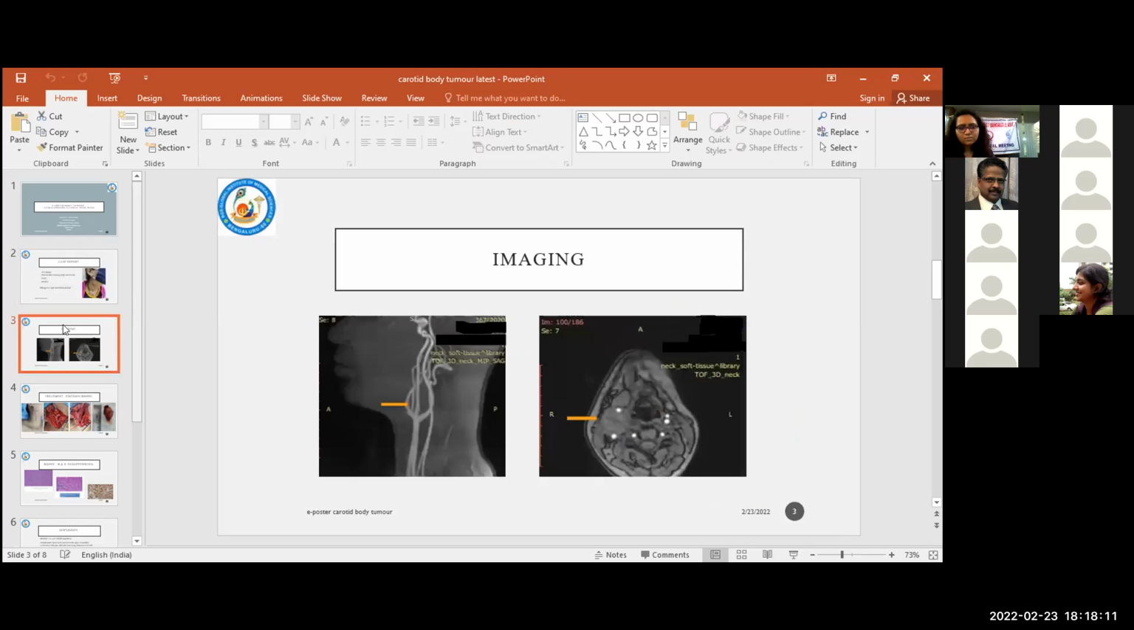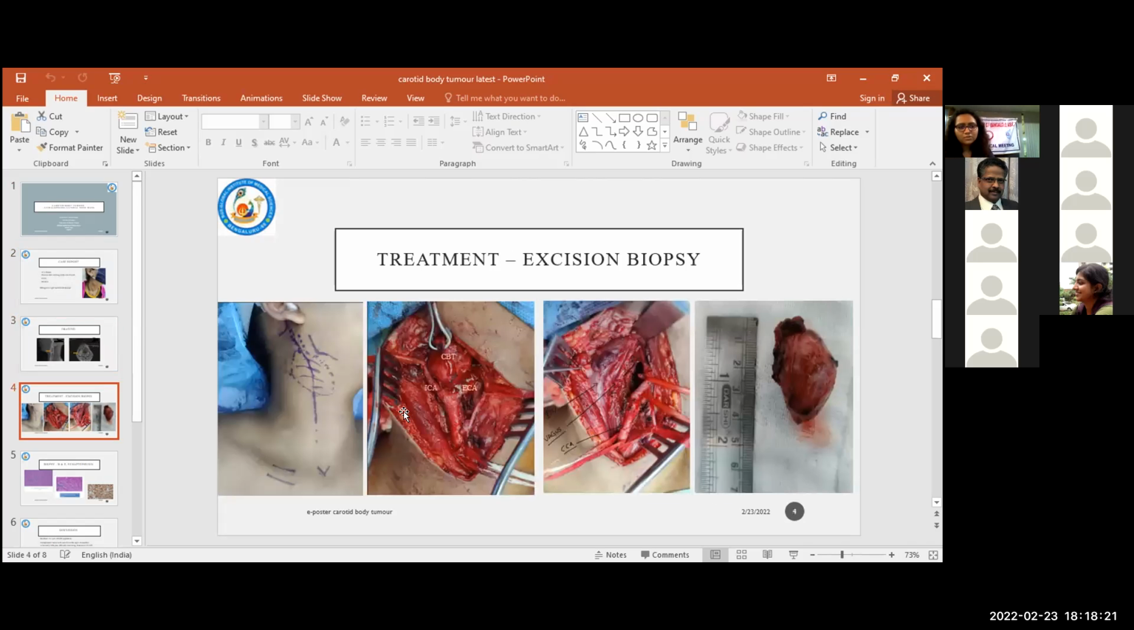MR angiogram of this patient depicts the Lyre's sign, which is basically splaying of the internal and external carotid artery, as shown here. Treatment opted for this patient was excision biopsy with anticipated vascular reconstruction. Here are the intraoperative images.